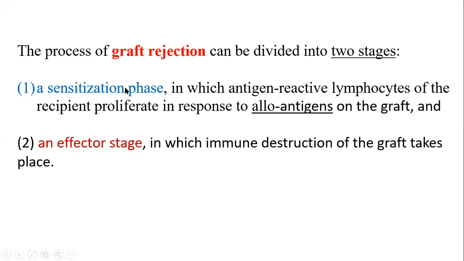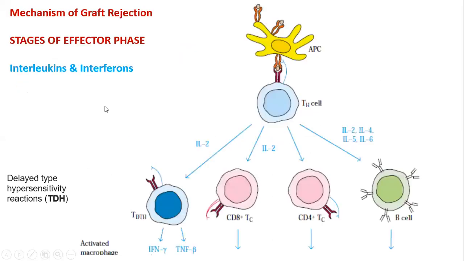Then immediately after sensitization, the immune cells need to go into an effector stage, basically killing the graft, the destruction of the graft stage. Sensitization, effector. In sensitization, antigen reactive lymphocytes of the recipient try to recognize the alloantigens of the graft. So fundamentally, look into that. You are looking now at all the cells in a summarized slide here. It is coming from Kuby Immunology, chapter 21.